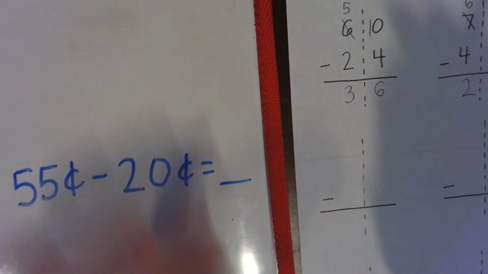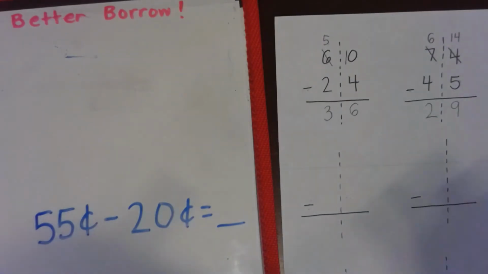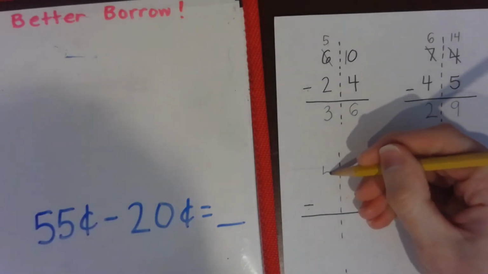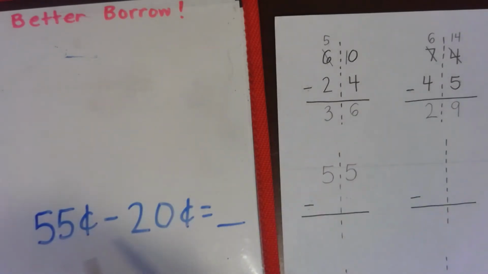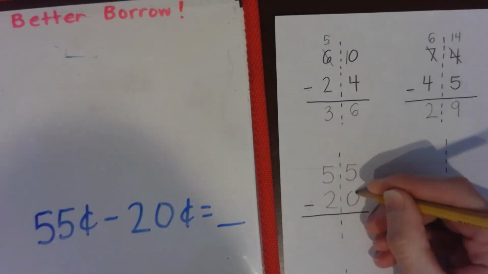Using this space, we're on the top in the left side of the second row. Where will the 55 go? Good, it will go right here. So 55 minus 20. So that's 2 dimes, 0 pennies.